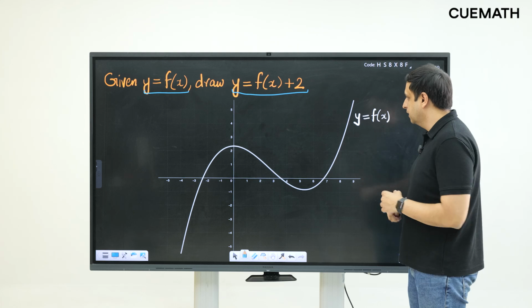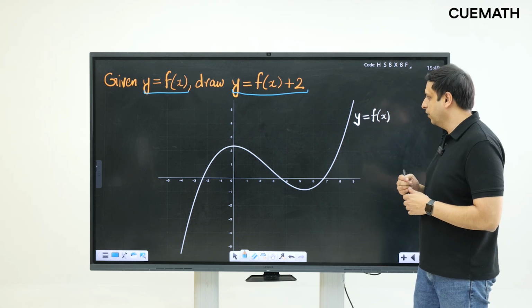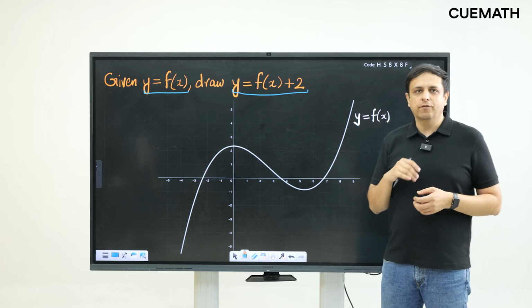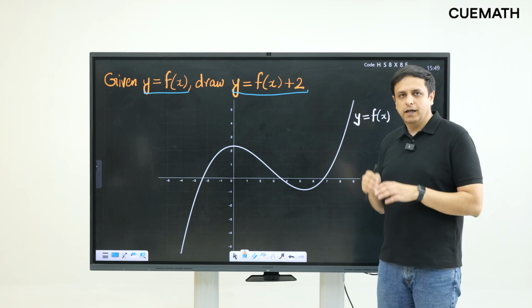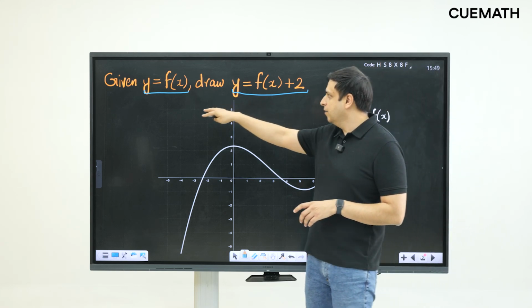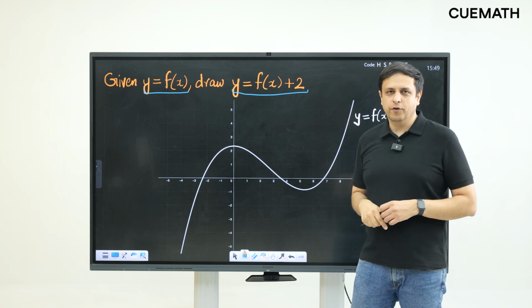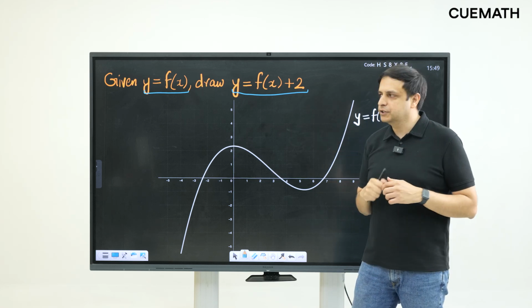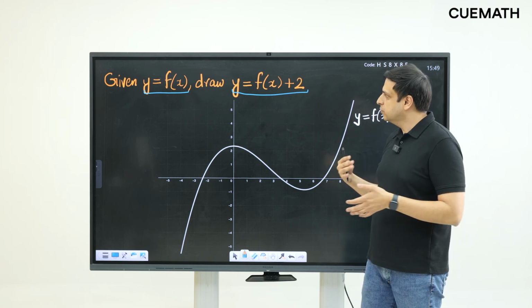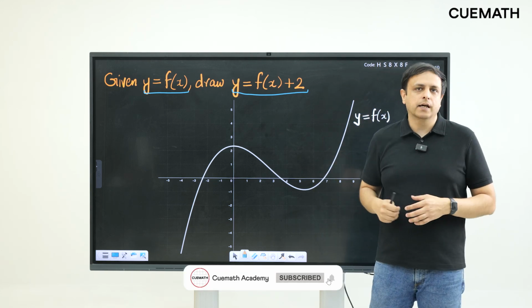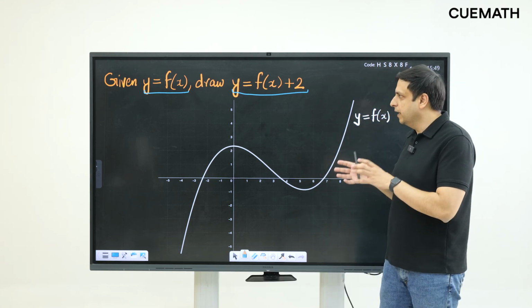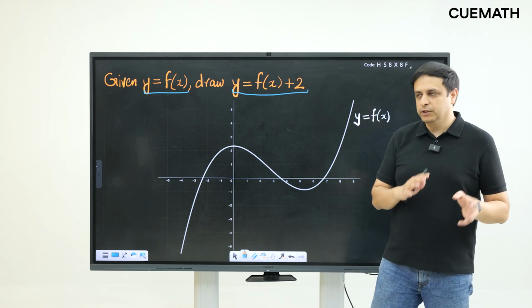So, we have this graph here of a function y equal to f of x, and using this we have to draw the graph of y equal to f of x plus 2. In other words, we have to transform the graph of f of x to f of x plus 2, hence the name function transformations. A very helpful way to think about such situations where function transformations are involved is to interpret functions as machines.